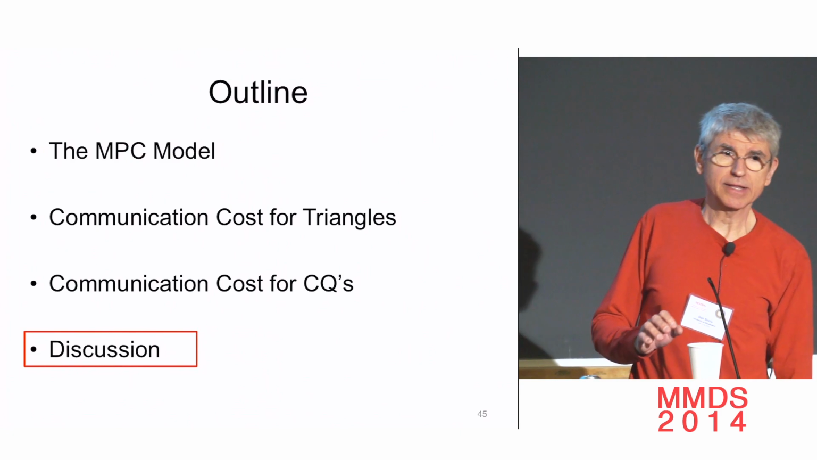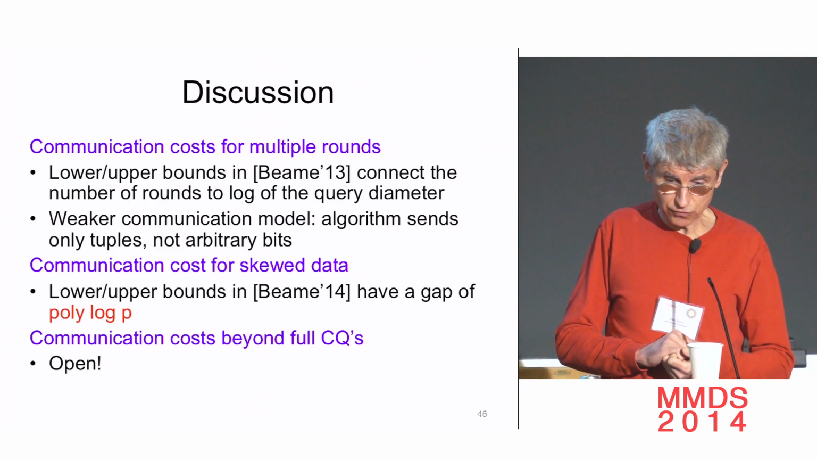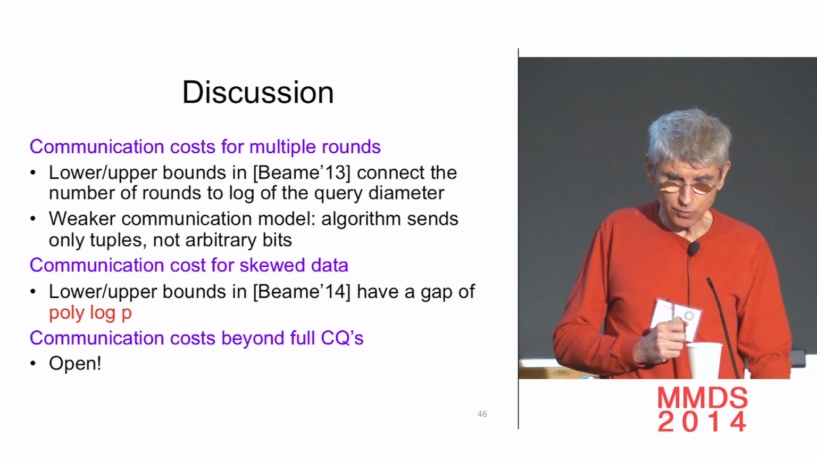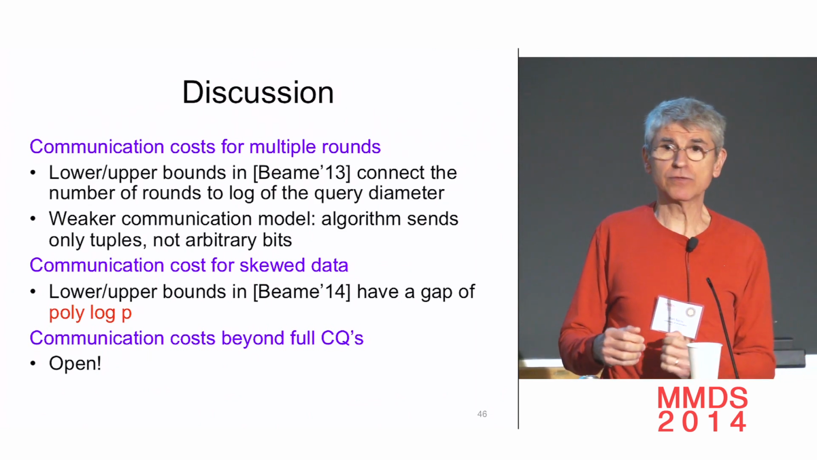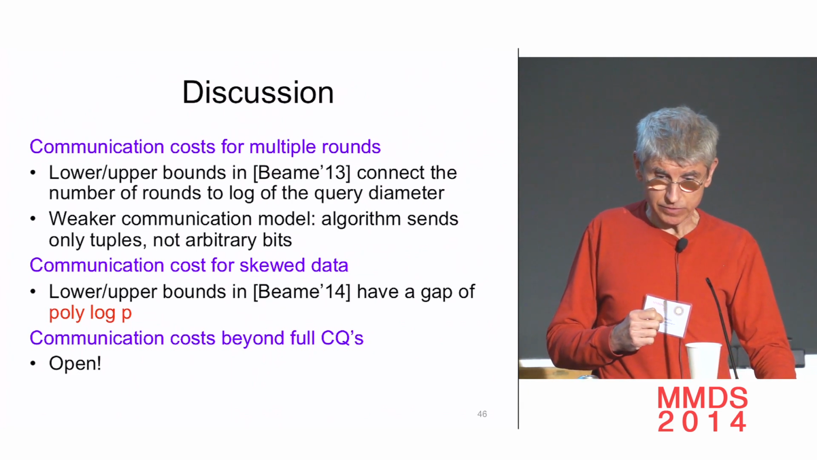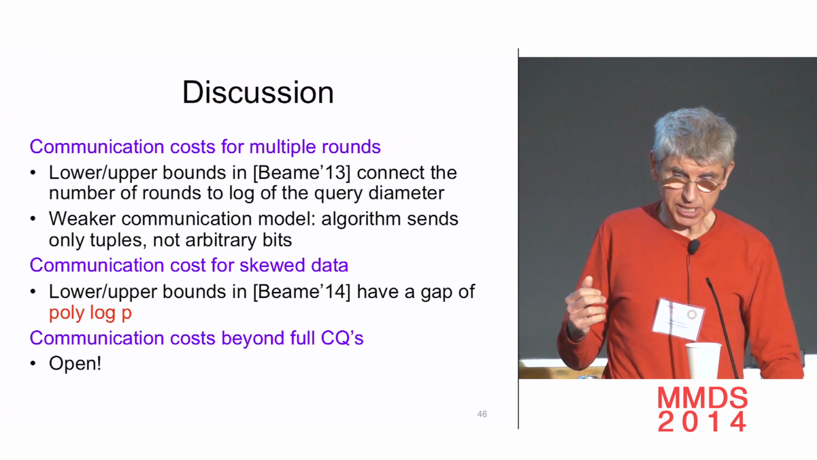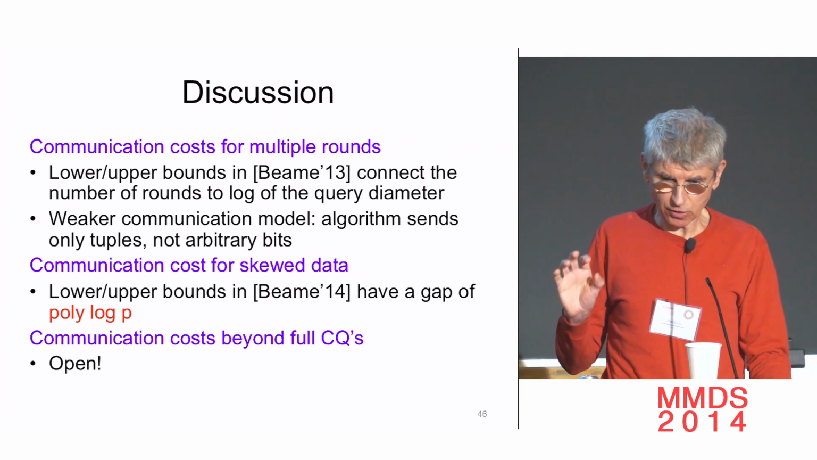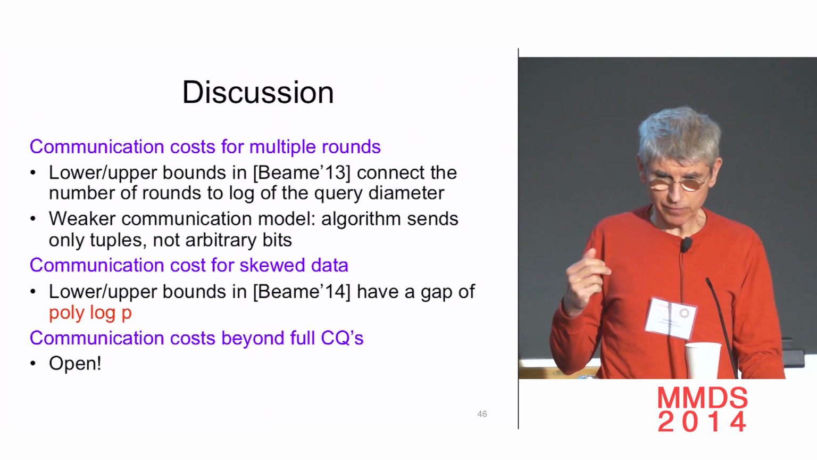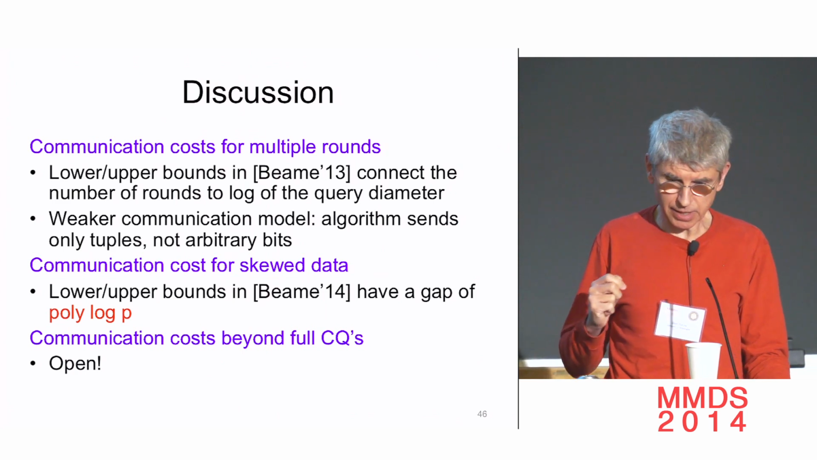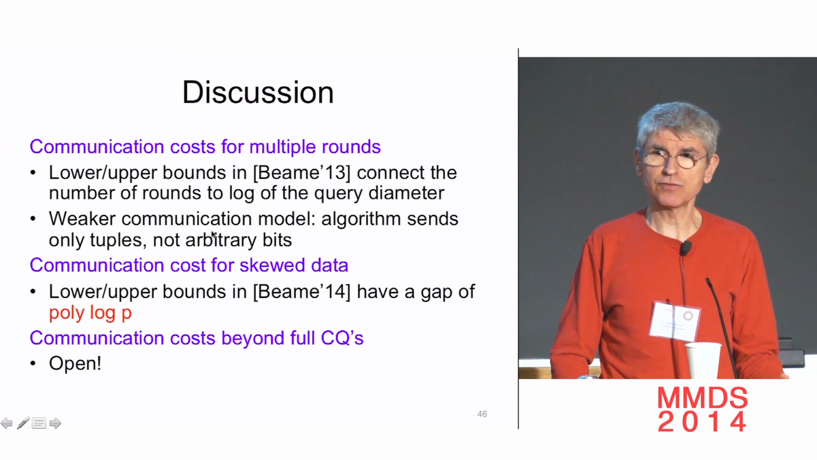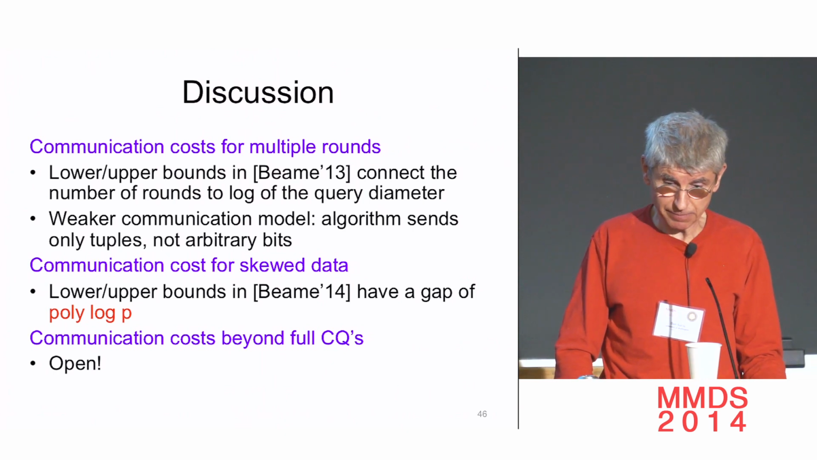There are two extensions that I'd like to bring up that I didn't have time to address. One is that multiple rounds are much harder. We have some partial results, and this is kind of a call to arms to look at these kinds of problems. What we discovered is that if we fix the communication cost, then there is a connection between the number of rounds and the diameter of the query. But we don't have matching upper and lower bounds yet. Also, the communication model is weaker. Apparently, it's much harder to extend these kinds of results to the bit communication model.